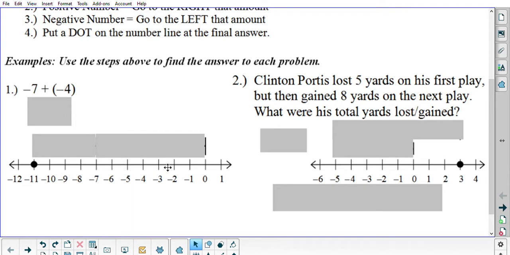So, number 1, we have -7 plus -4. Now, you might be wondering why the -4 is in parentheses. The parentheses don't really matter if there's only one number inside. The only reason they're using parentheses here is because you'll notice that -4 obviously has the negative sign, right? Which can look like a minus sign. And if you had a minus right next to a plus, that obviously would look confusing, wouldn't it?